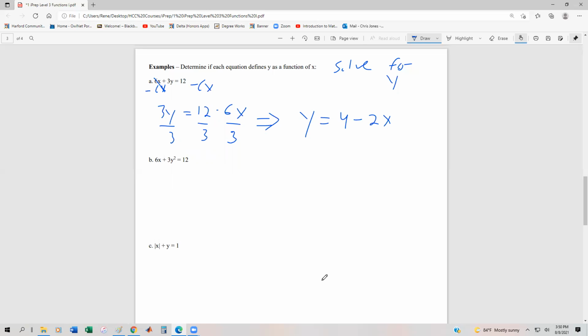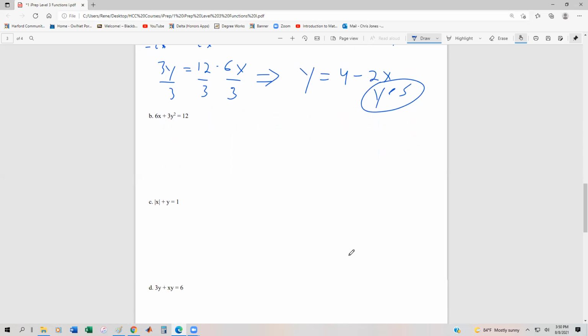And this shows us that for every single one input for x, so no matter what number we plug in, we're going to multiply it by 2, and then we're also going to subtract that number from 4. So we would say, yes, this is a function, because every time we plug something in, we're going to get a different number. And if you don't believe me, go ahead and plug in a whole bunch of numbers.